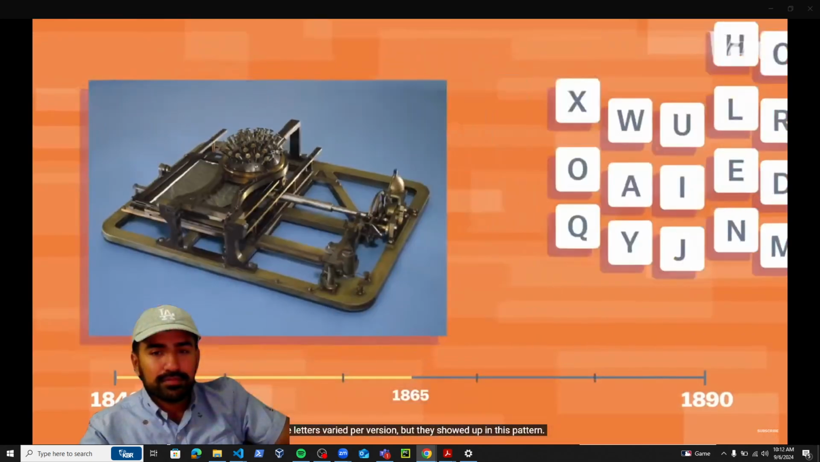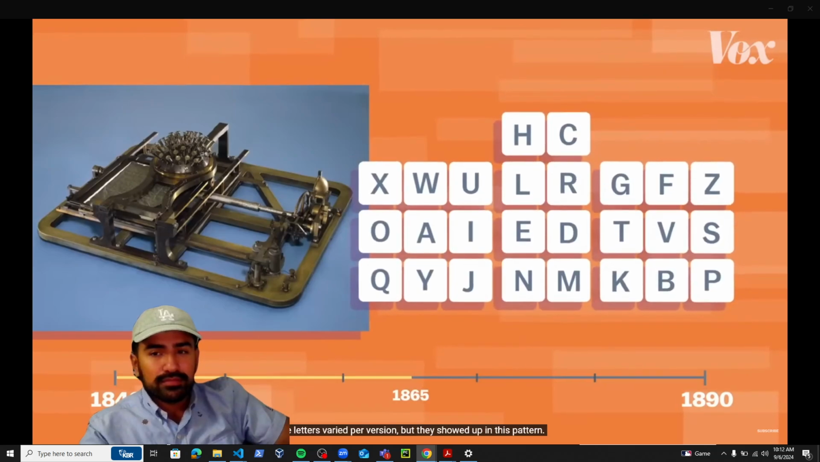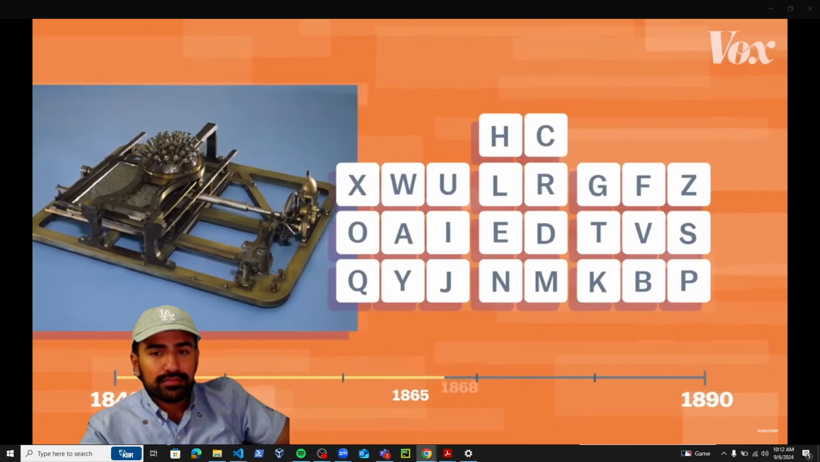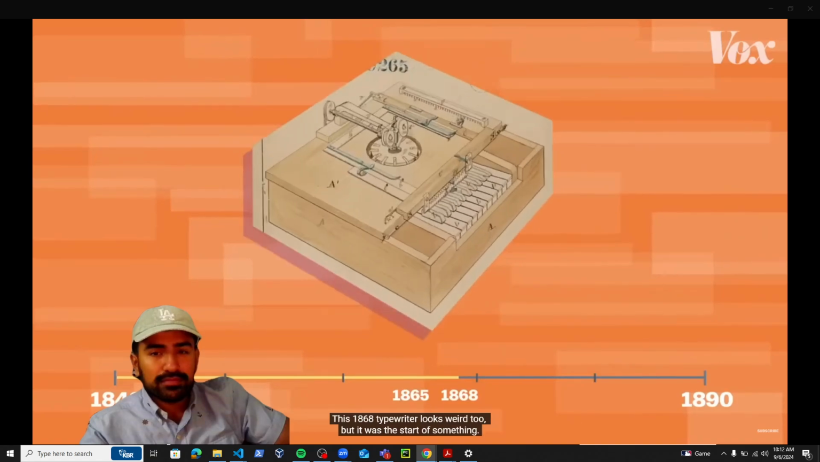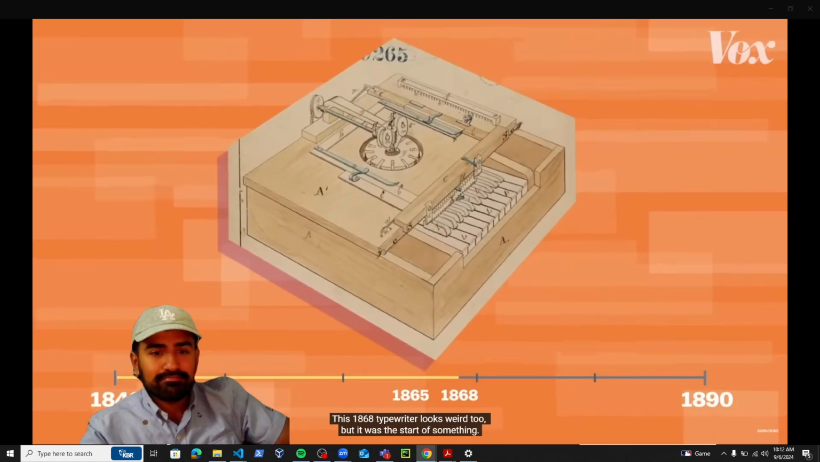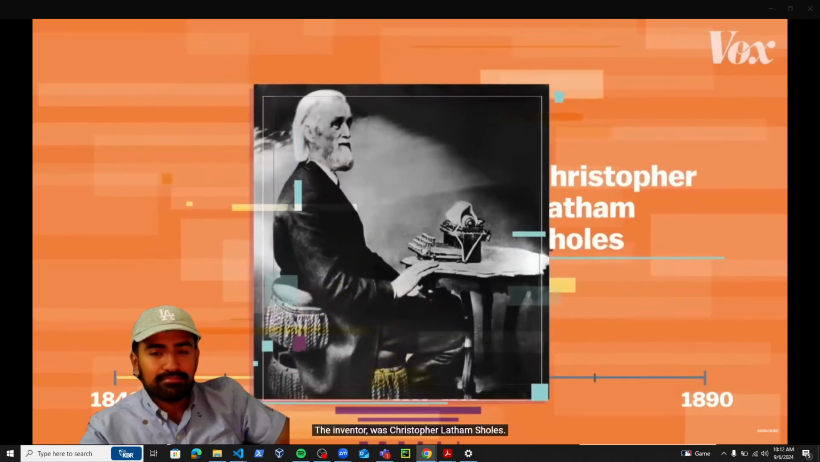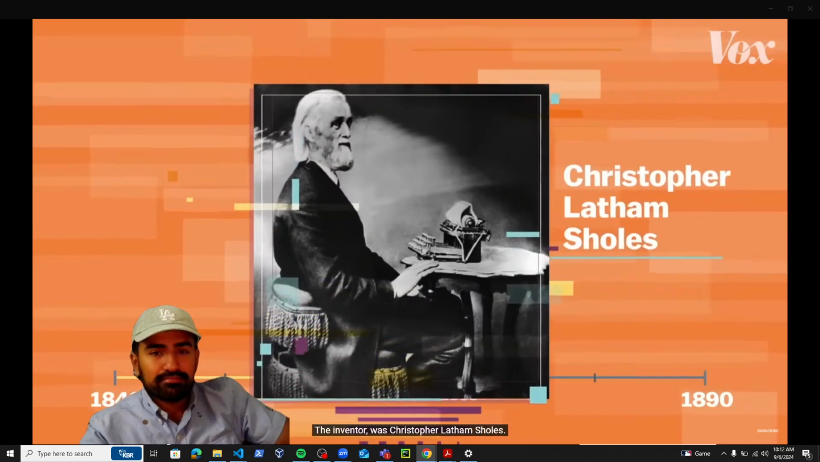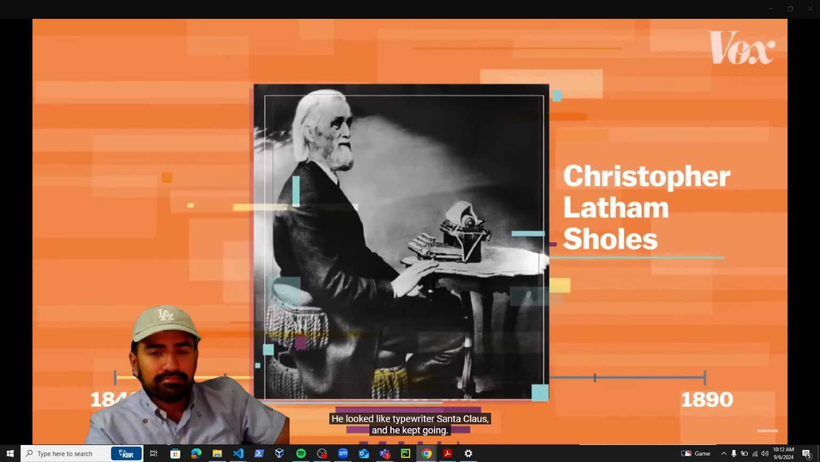The letters varied per version, but they showed up in this pattern. This 1868 typewriter looks weird too, but it was the start of something. The inventor was Christopher Latham Sholes. He looked like typewriter Santa Claus.